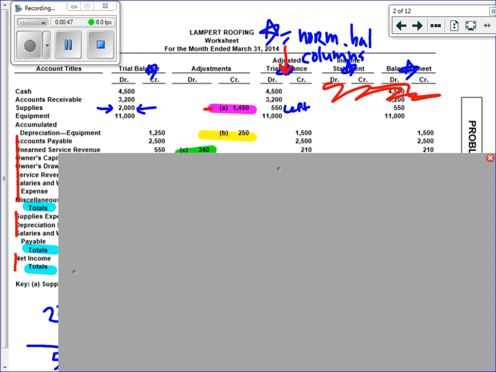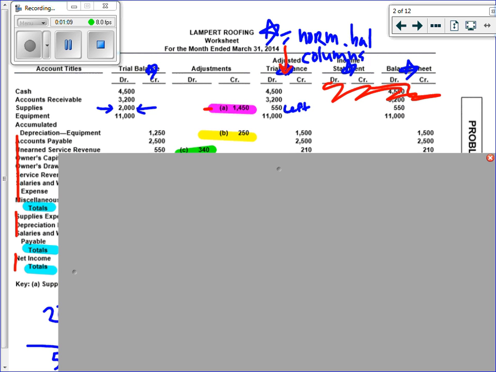Unearned service revenue, why do we see a little hiccup there? With something with the credit, why are we debiting that? It starts with L, liability, and we're reducing unearned into earned. So that's why we see a credit card hit that debit, and we of course subtract.